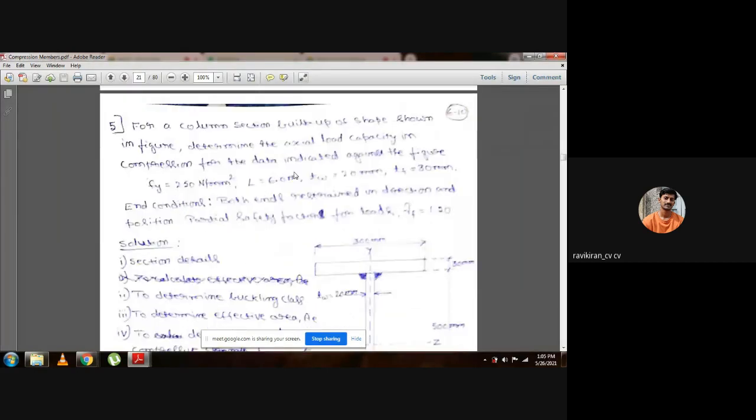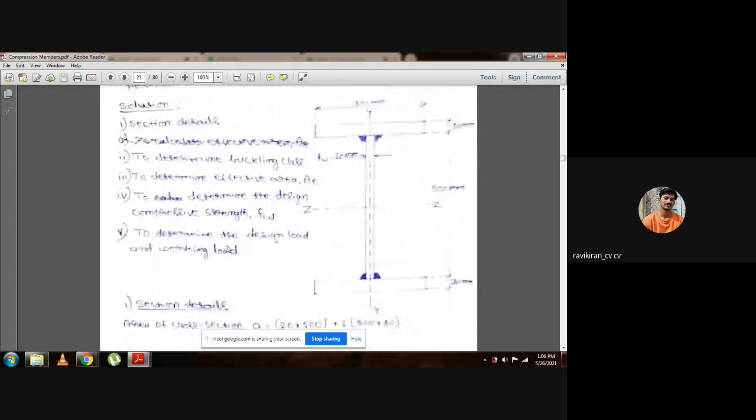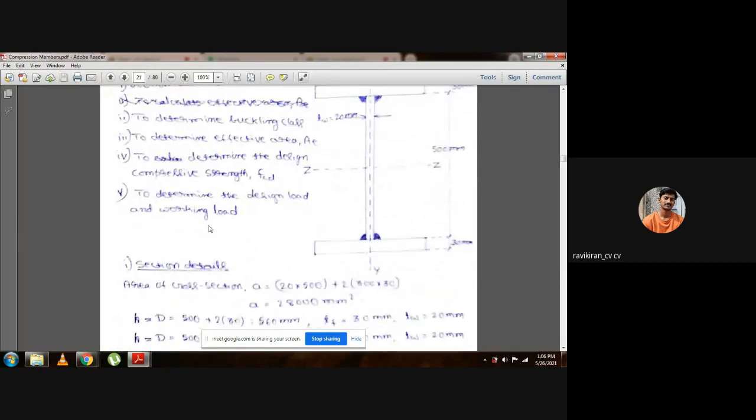Here it is not design load we should calculate. He has mentioned clearly axial load carrying capacity. So working load we should calculate. So first step is sectional details.